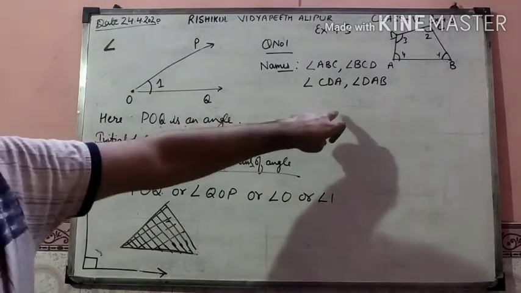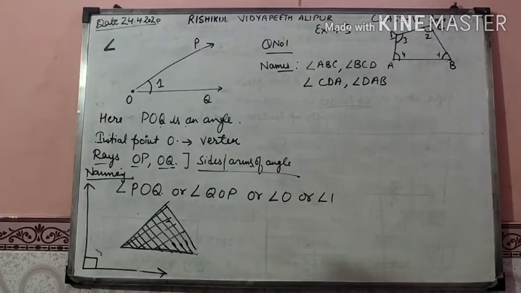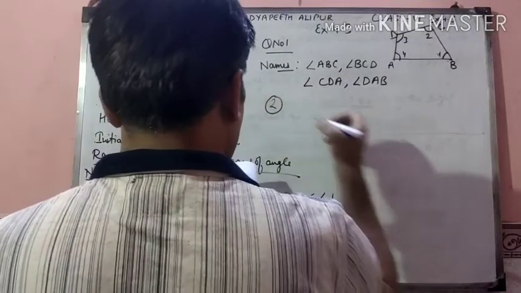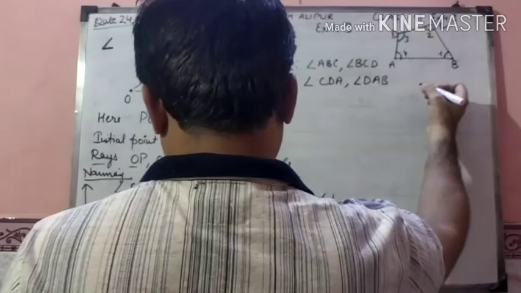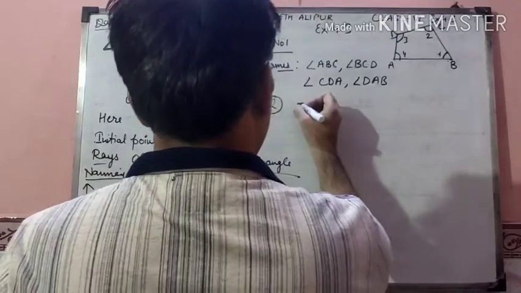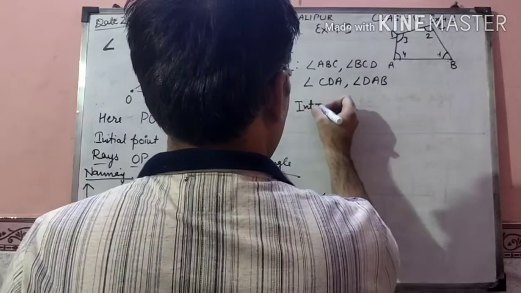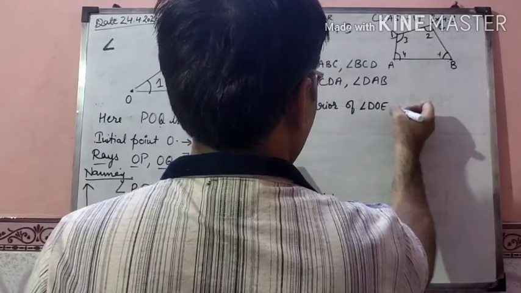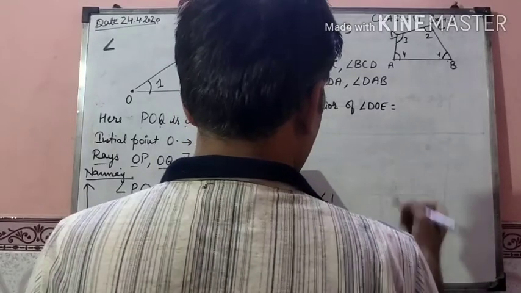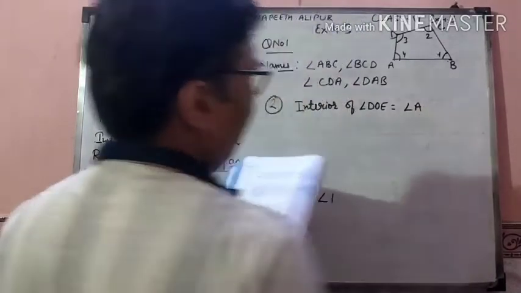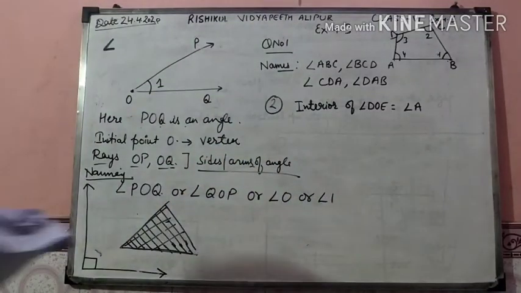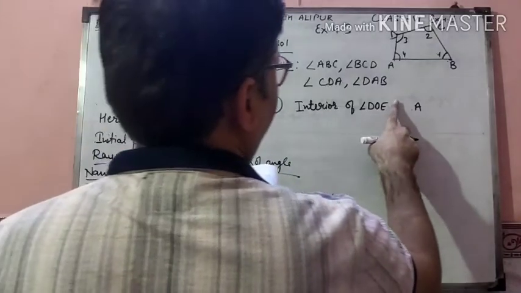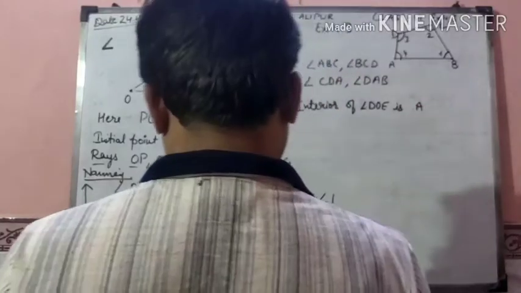Next one is the second question. Do you have any doubt in this? No? The next question is, in the given diagram, name the points in the interior. In question number two, a diagram is given, and you have to write the interiors. Interior of angle DOE. Which is the interior? Point A. Interior of DOE is A.